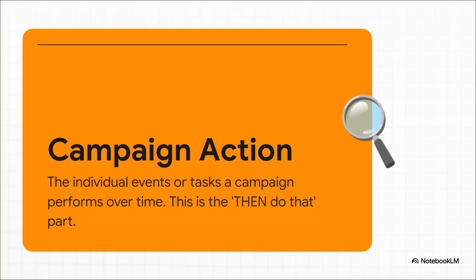And every single item on that to-do list is called an action. An action is simply the specific task that the campaign performs automatically over time. So if a new lead comes in, then the campaign performs an action. See? It's the "then do that" part of the instruction. And this is where the magic happens, where the real work gets done without you even thinking about it.